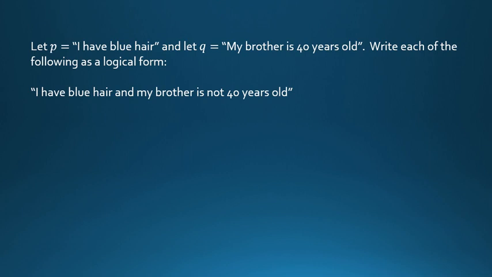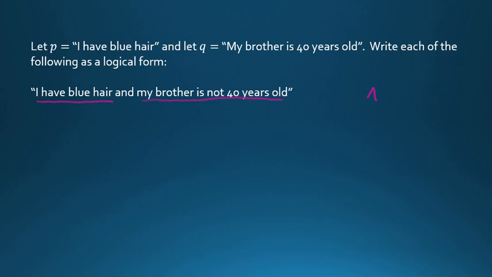So if we take a look at this sentence and we just underline some key pieces here, things that look like what we're given in the statement of the problem, we see that we have our two simple statements, something with blue hair and something with my brother being 40 years old. And there's the word and in the middle there. The fact that there's an and in the middle of those two simple statements tells me that we're going to be using the conjunction in some way, shape, or form. So we're going to use that upside down V or the caret symbol to represent the conjunction.